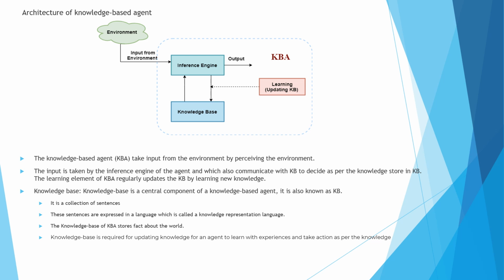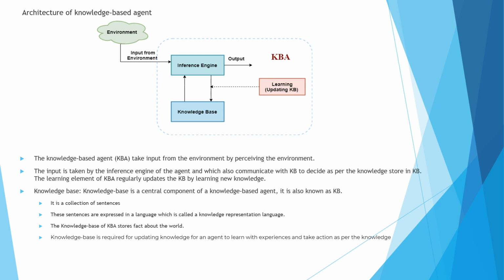Now we are going to discuss the architecture of knowledge-based agents. The above diagram represents a generalized architecture for a knowledge-based agent. The knowledge-based agent takes input from the environment by perceiving the environment. The input is taken by the inference engine of the agent, which also communicates with the knowledge base to decide as per the knowledge stored in the knowledge base. The learning element of the knowledge-based agent regularly updates the knowledge base by learning new knowledge.